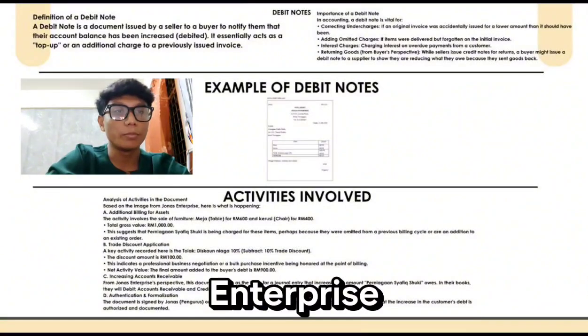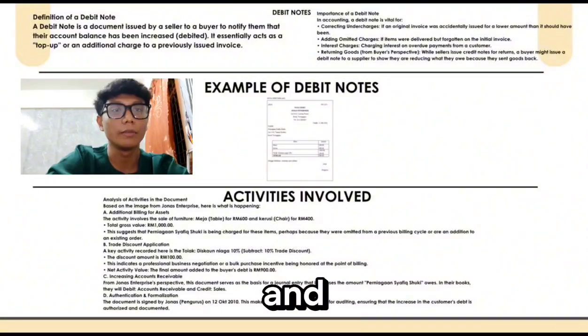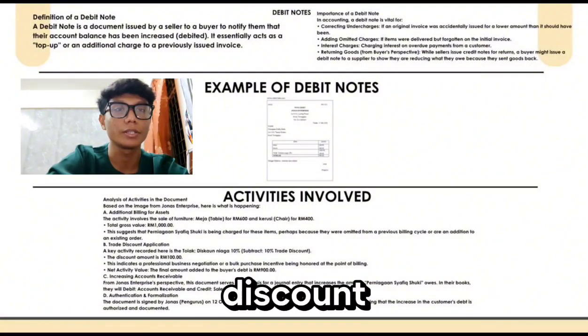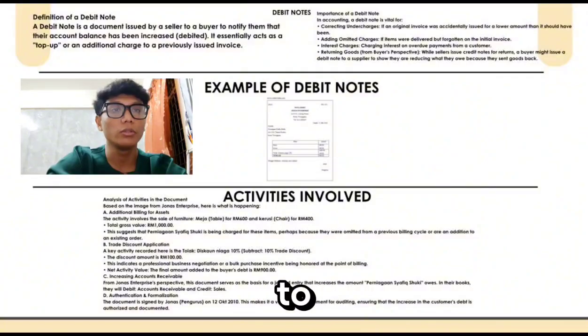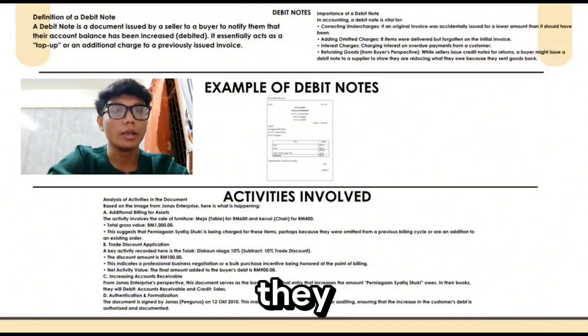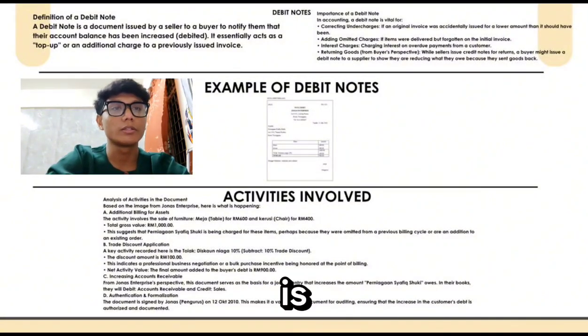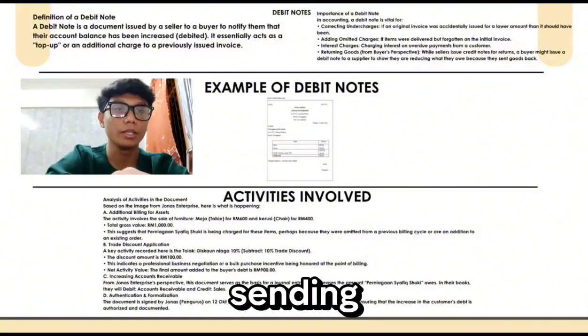In this Jonas Enterprise example, they are charging for furniture and applying a 10% trade discount. In accounting, a buyer can also send a debit note to a supplier to notify them that they are debiting the supplier's account because they are returning goods. It is the formal way of saying, I'm paying you less because I'm sending this back.